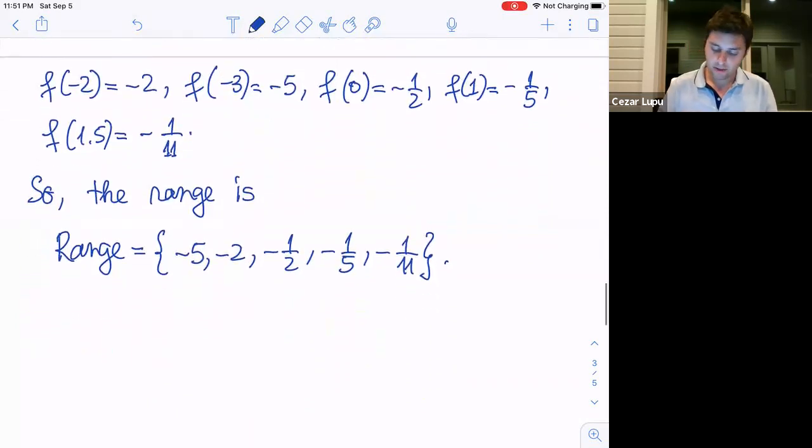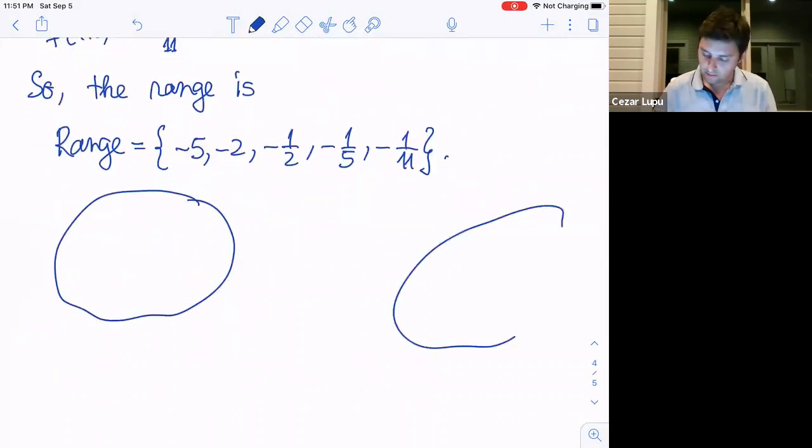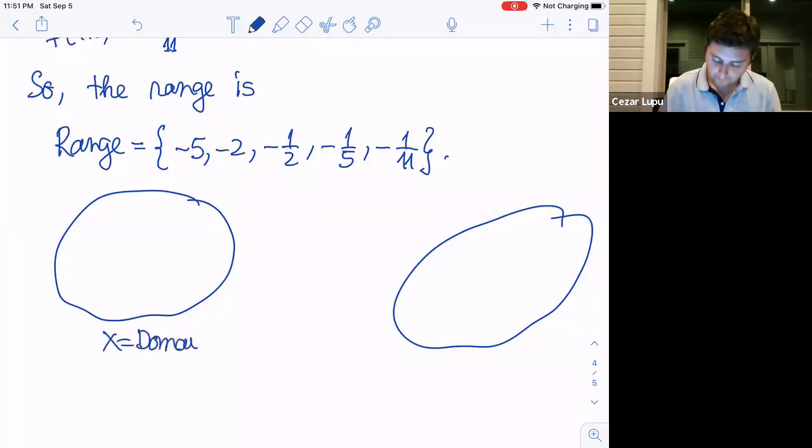And now let's draw a picture so that things will become clearer. This is the domain, so this is x, the domain. This is y, we'll call this the codomain.